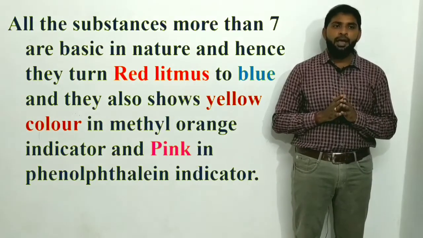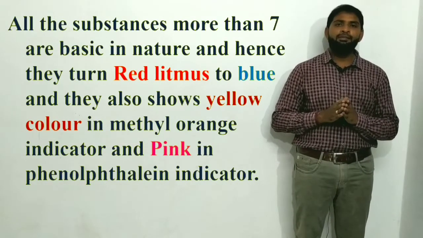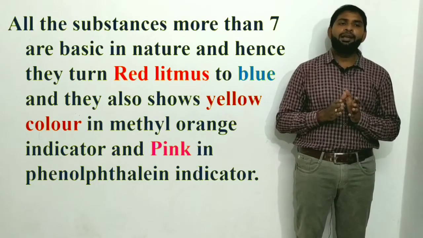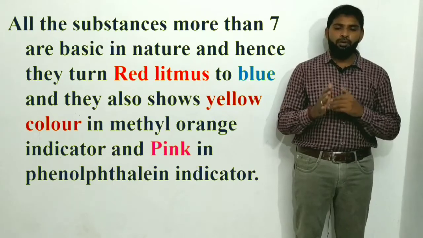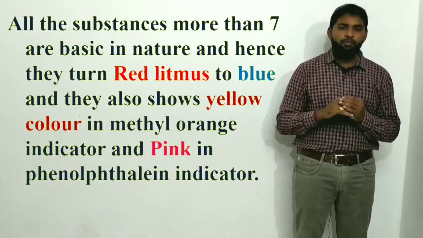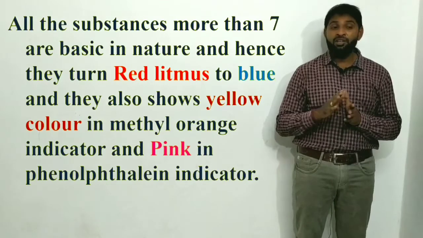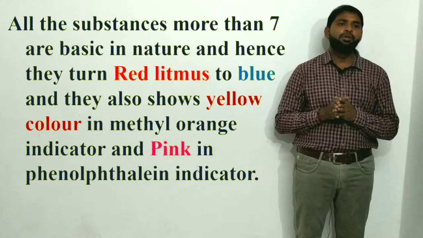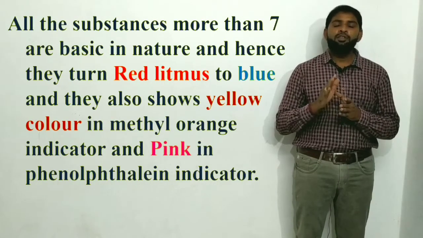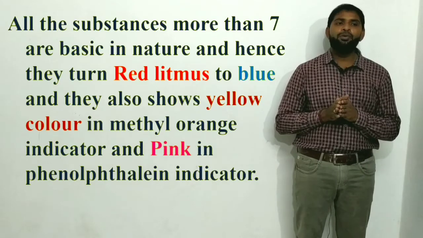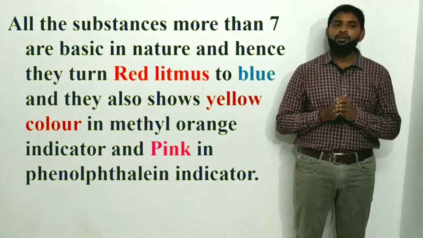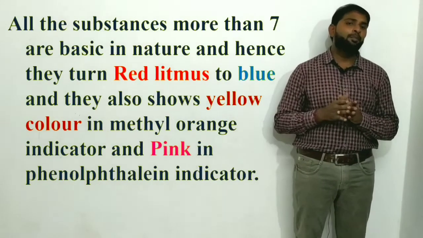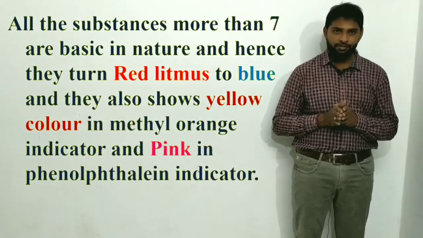All the substances having pH more than 7 are basic in nature, and hence they turn red litmus to blue. At the same time, these substances also exhibit a yellow color in methyl orange indicator and pink color in phenolphthalein indicator. Why? Because they are basic substances having basic nature.